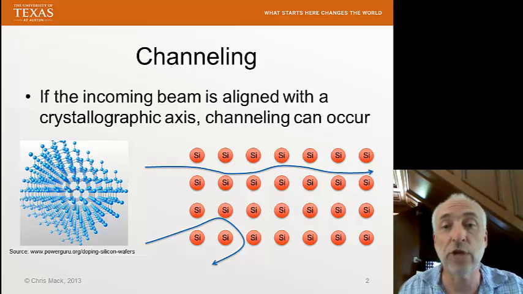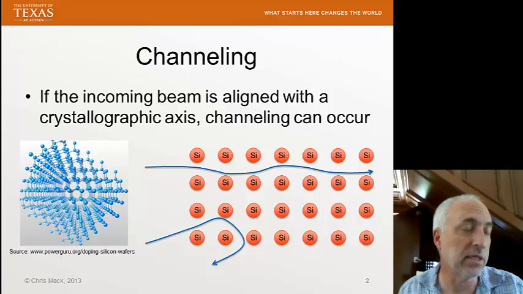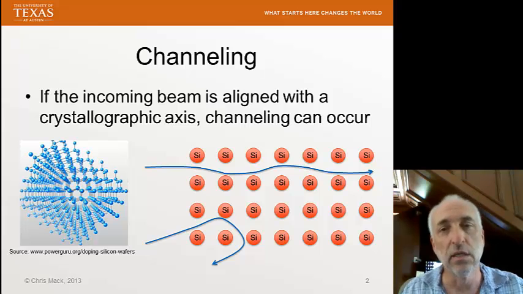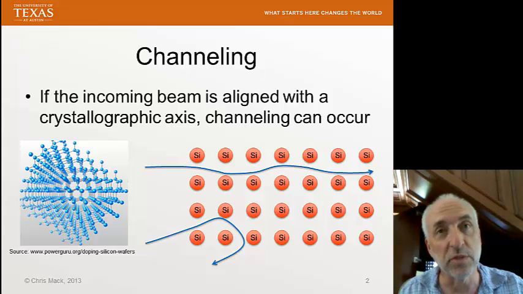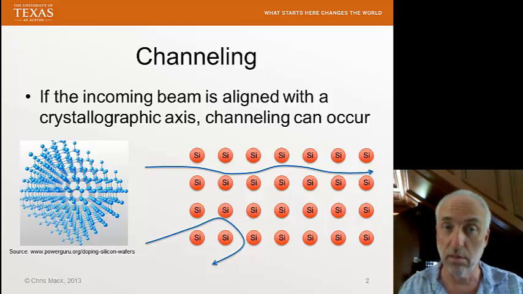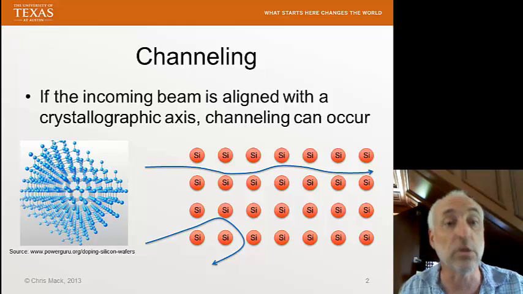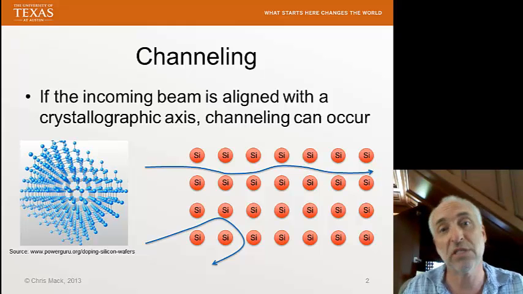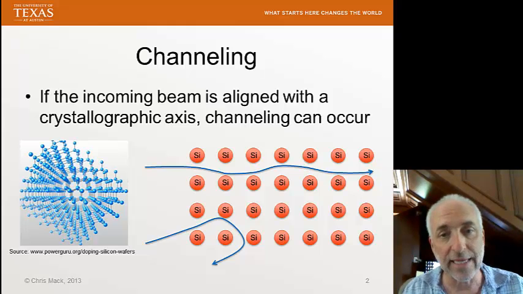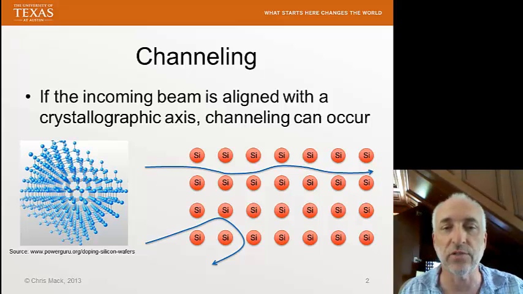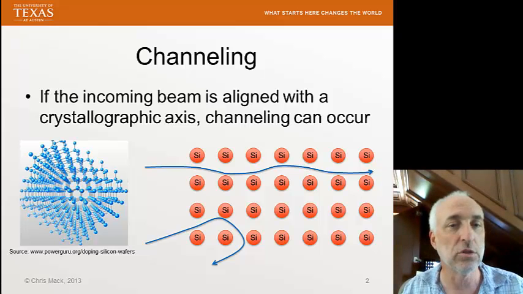Today we're going to talk about channeling, among a few other topics. Channeling is an extremely important idea in the world of ion implantation, and it comes from the fact that we're not implanting into an amorphous material where the atoms of the solid are randomly positioned. We're implanting into a crystal where the position of every silicon atom is deterministic. It means that there are certain crystal axes, and if the ion happens to be aligned with one of these axes, it can find a channel to move down.